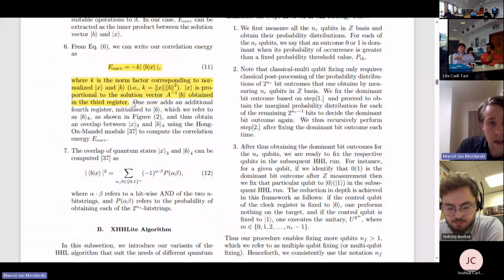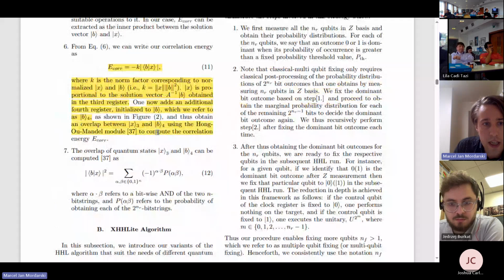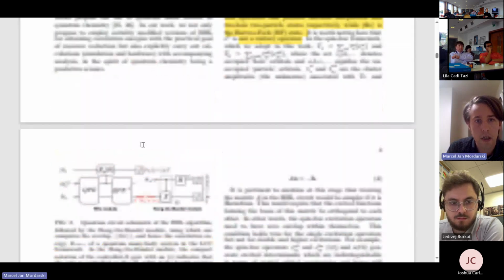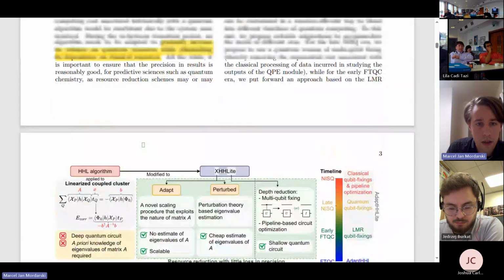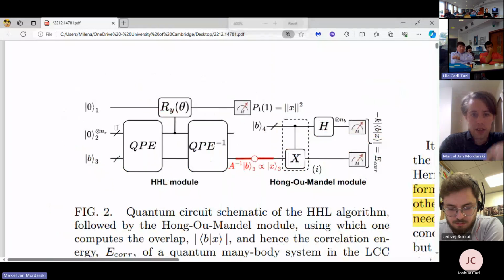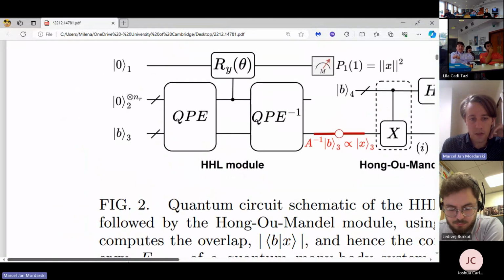And now they modify. They add an additional 4th register initialized to B, which they refer to as B4. And they do it to get the overlap between these 2 states using some Hong-Mandel module. And I think looking at figure 2, that's figure 3, figure 2. It's this part that is different.